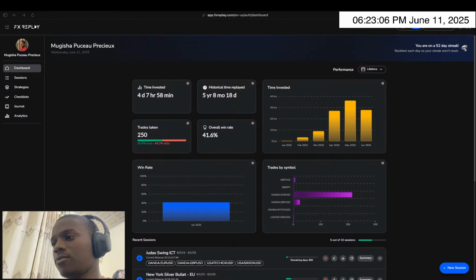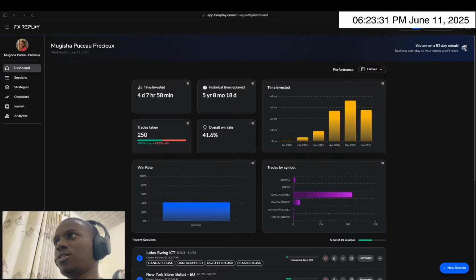So we are on another day, and so it's another day of backtesting. Today it's 11th June 2025, and it's day 48 backtesting until I'm profitable. So as you all know, backtesting ICT strategies. So we'll see how we can make money in the markets. So enough of the talk.